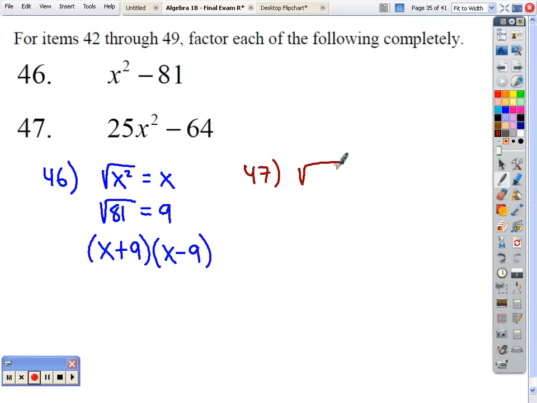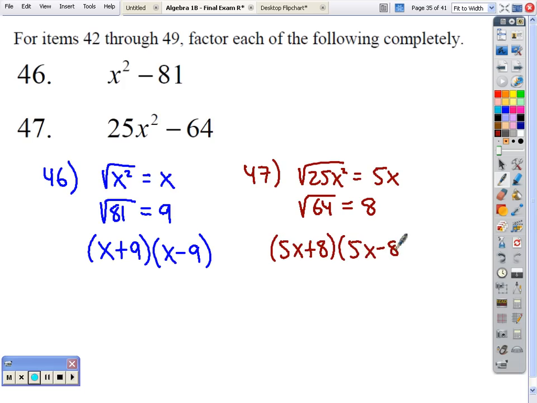I'm just going to take the square root of 25x squared, which is 5x. 5 times 5 is 25. X times x is x squared. And the square root of 64 is 8. 8 times 8 is 64, so my answer is just going to be 5x plus 8 and 5x minus 8. Okay? This only works when you have something squared in the a value, something squared in the c value, and b is 0. When b is 0, you can try to do this to shorten the process. Okay?